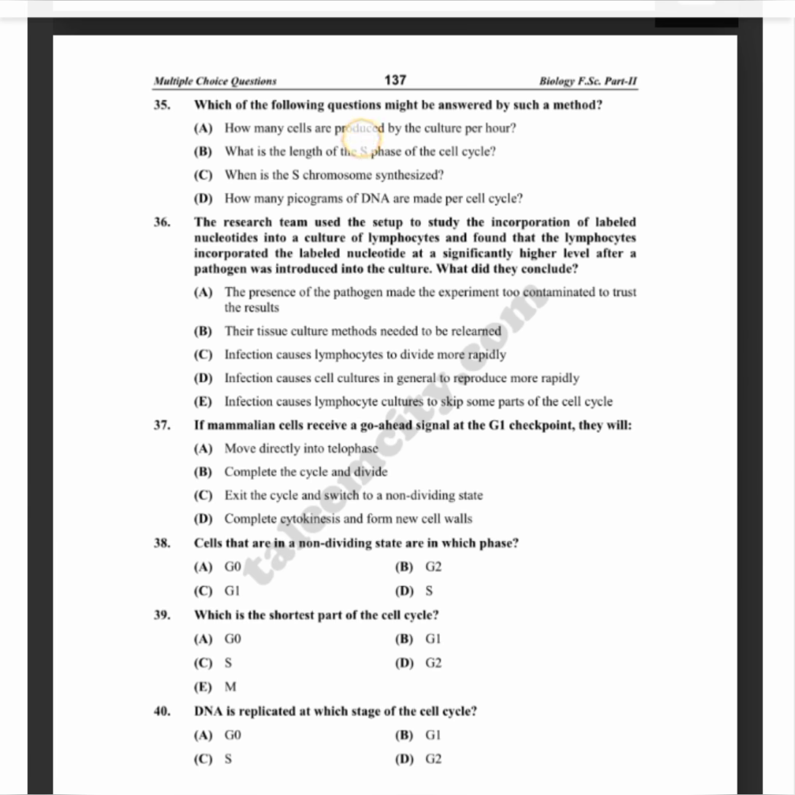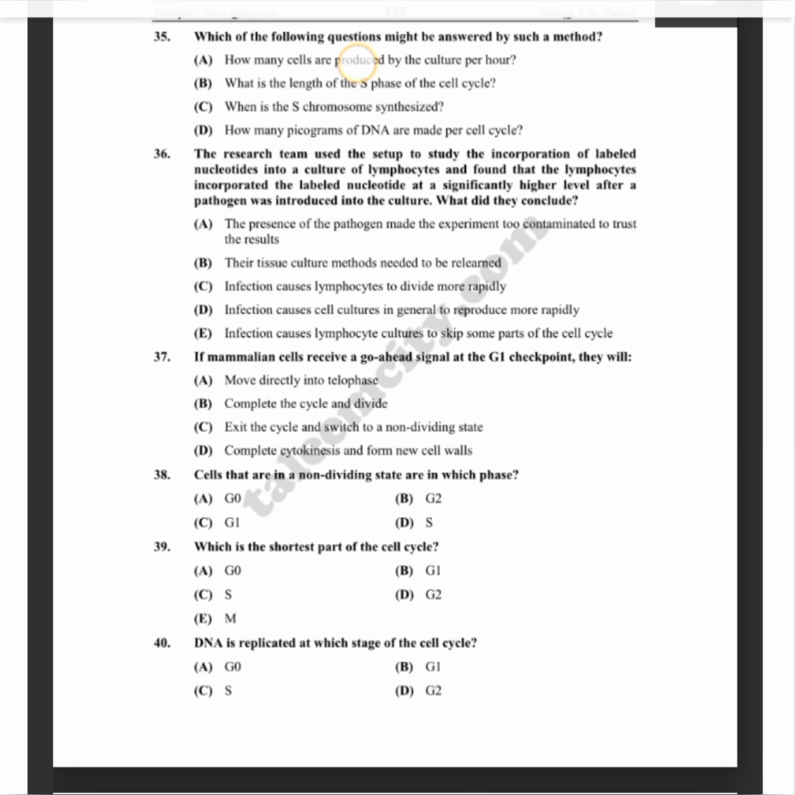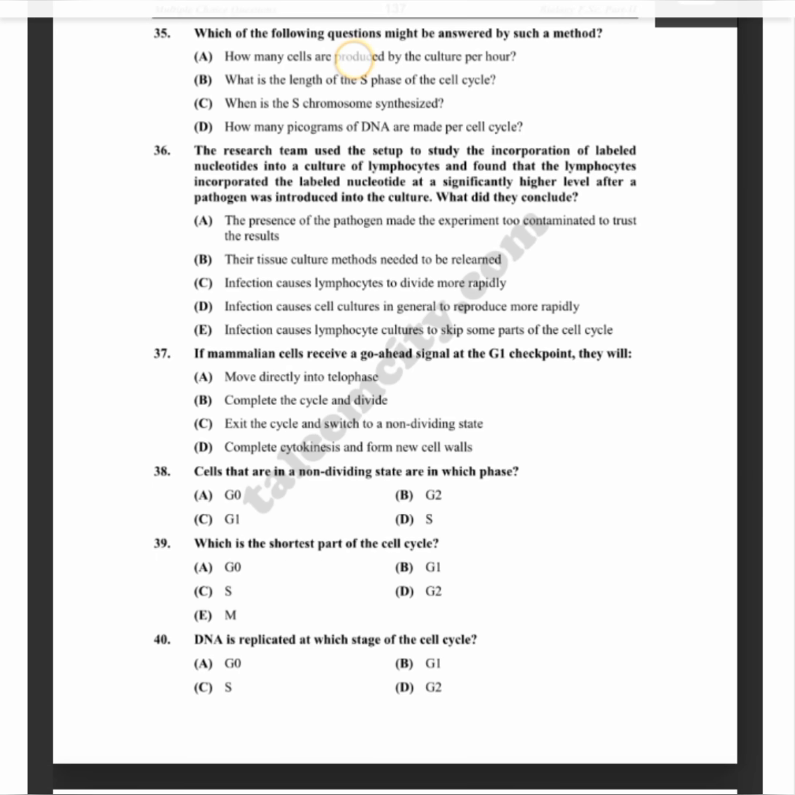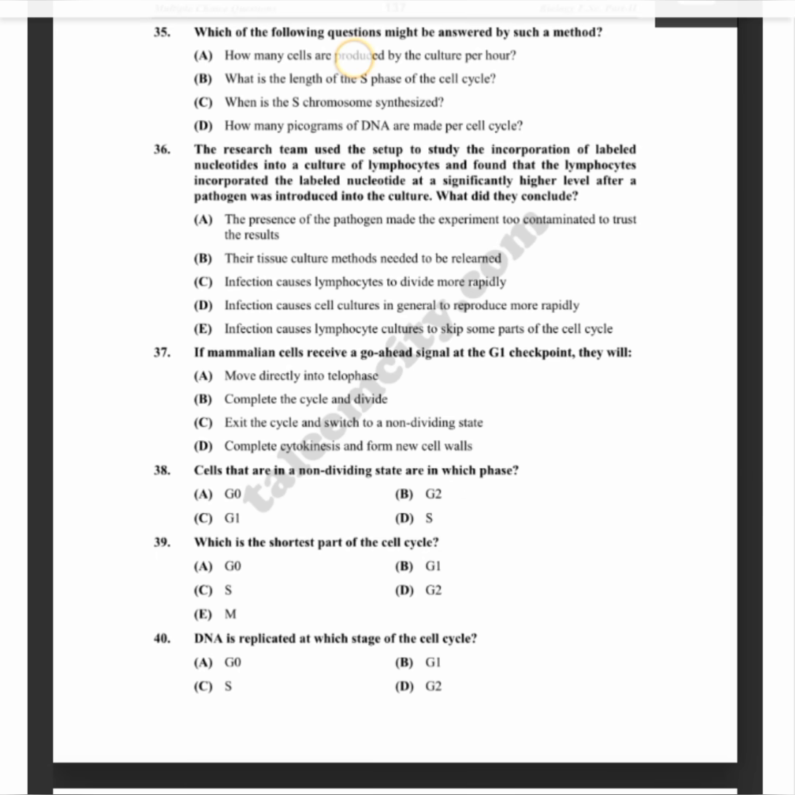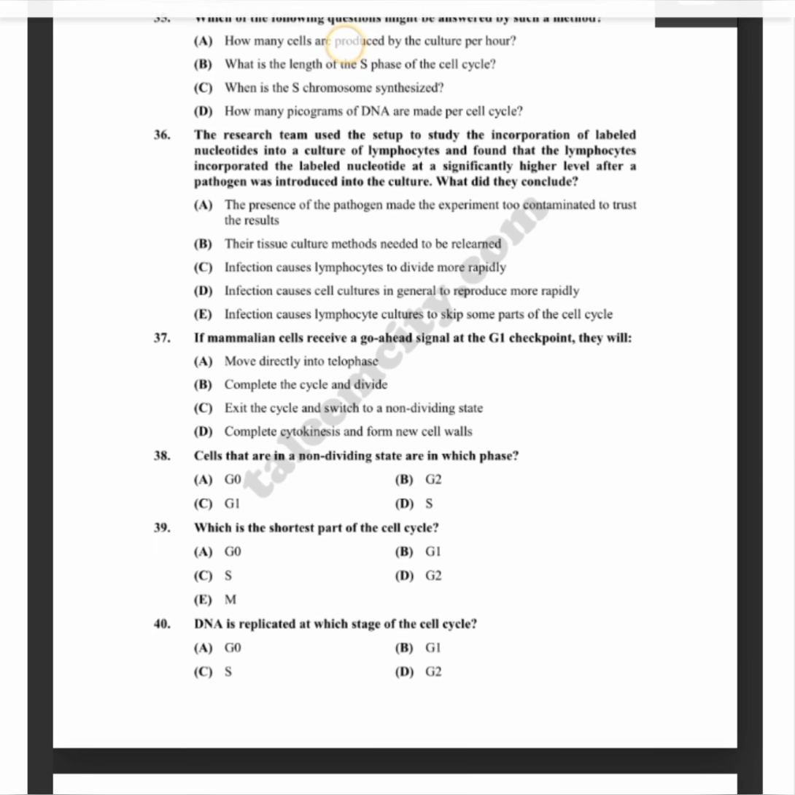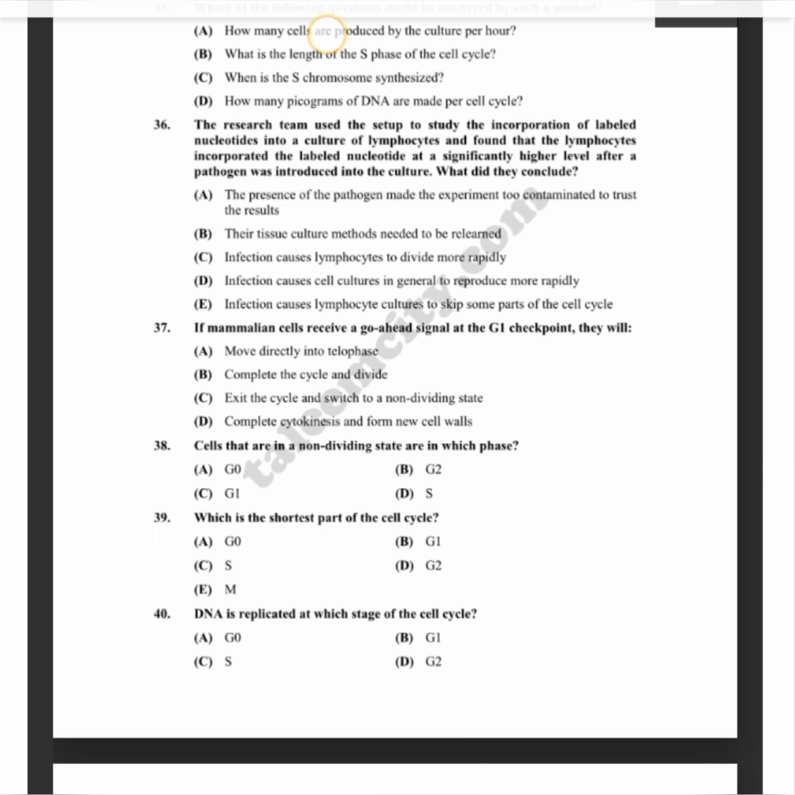Option A. The presence of the pathogen made the experiment too contaminated to trust the result. Option B. Their tissue culture method needed to be relearned. Option C. Infection caused lymphocytes to divide more rapidly. Option D. Infection caused all cultures in general to reproduce more rapidly. Option E. Infection caused the lymphocyte culture to skip some parts of the cell cycle.